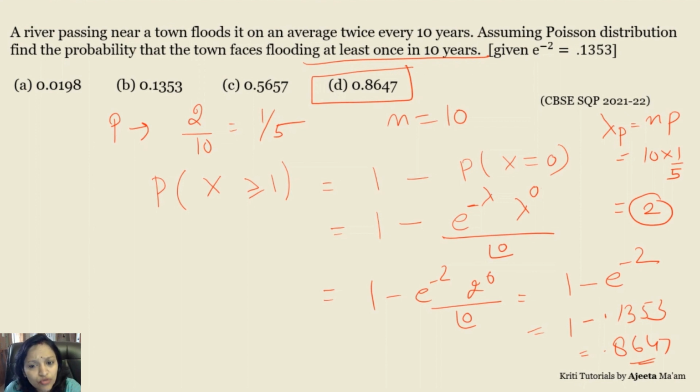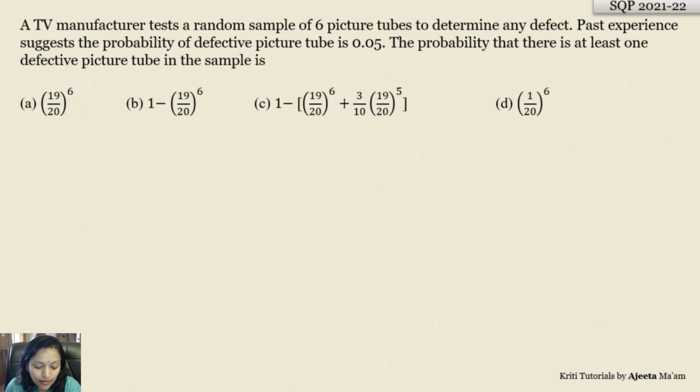These are very simple questions, students. Probability is a full scoring chapter. Right, now next, a TV manufacturer tests a random sample of 6 picture tubes to determine any defect.